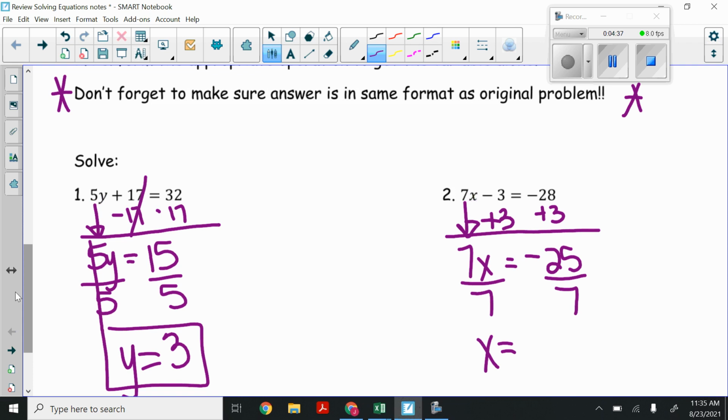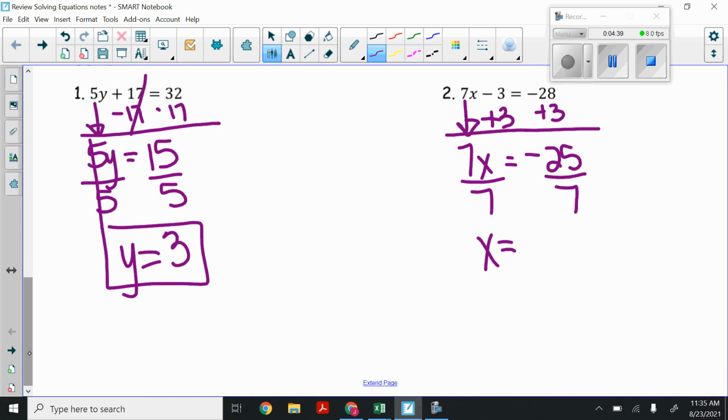So here, I could have more than one answer. I could leave it as negative 25/7 because 25 and 7 don't have anything in common. Or I could go ahead and divide that out and put it as a mixed number. So 7 goes into 25 3 times, so negative 3, and then I would have 4/7 left over. So that's a mixed number.